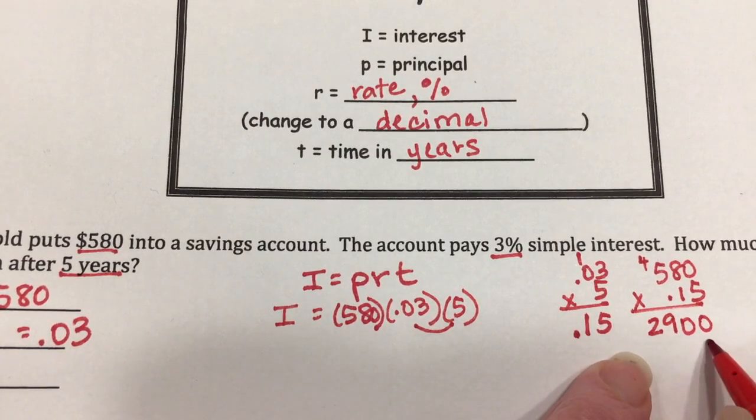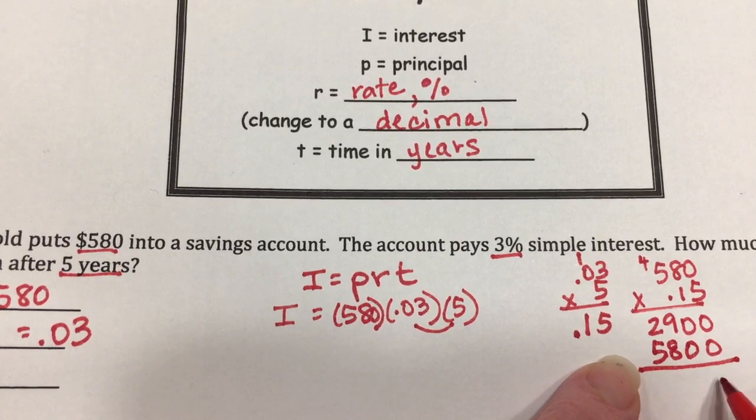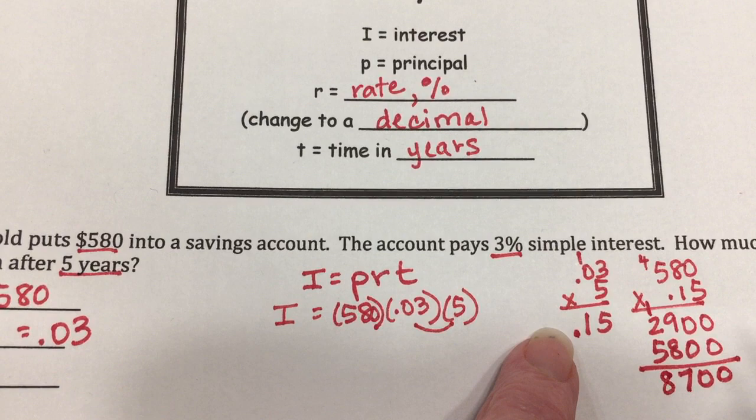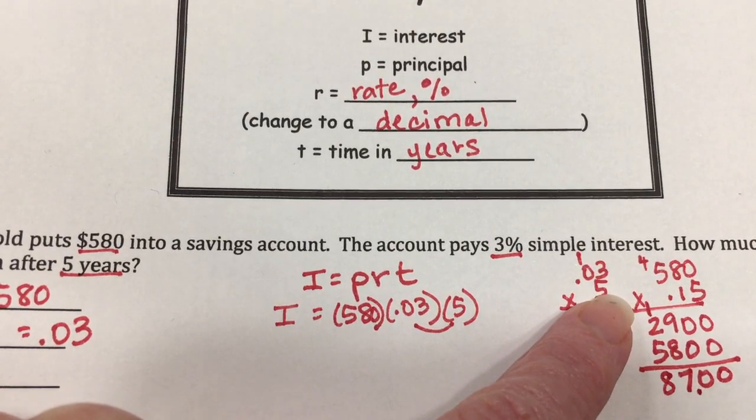I start my second row with a 0. 1 times 0 is 0. 1 times 8 is 8. 1 times 5 is 5. When I add these up, I get 0, 0. 9 plus 8 is 17. 1 plus 2 is 3, plus 5 is 8. I'm gonna look for my decimal. I have 2 decimal places here, so I'm gonna have 2 decimal places here.